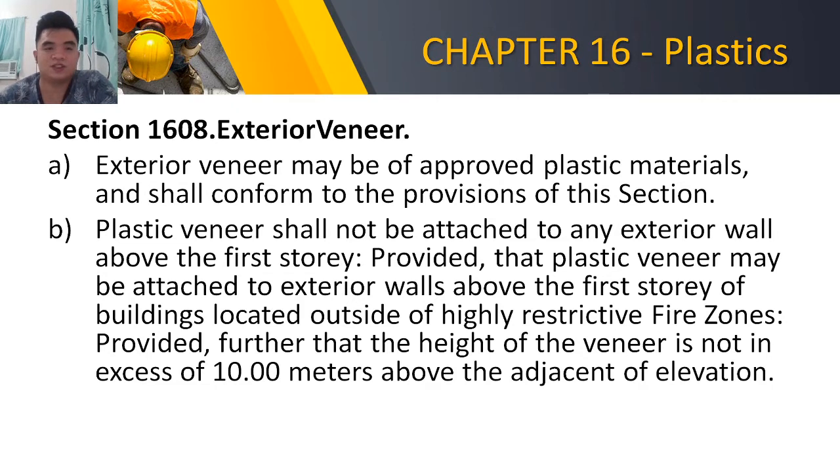Next is section 1608, exterior veneer. Exterior veneer may be of approved plastic materials and shall conform to the provisions of this section. Plastic veneer shall not be attached to any exterior wall above the first story, provided that plastic veneer may be attached to exterior walls above the first story of a building located outside of highly restrictive fire zones, provided further that the height of the veneer is not in excess of 10 meters above the adjacent elevation.